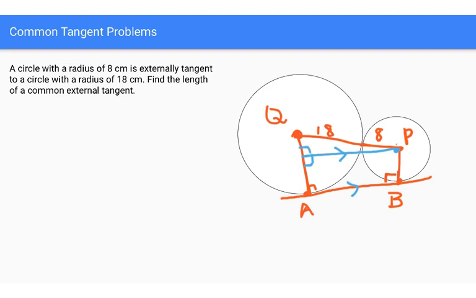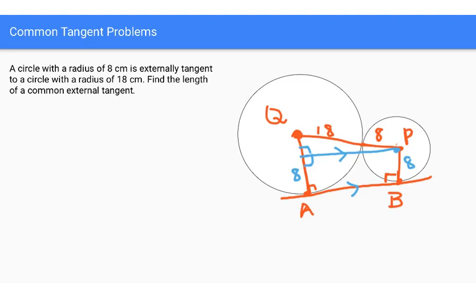Let's think about what we know. Sometimes we may have to extend a radius in order for it to intersect, but this is an external tangent, so it actually intersects right here. If I know the radius of circle P is 8, don't I know the length of PB, that rectangle? I sure do. I know it's 8. And I know from Q to A is 18, right? Oops, my diagram didn't come out quite to scale, did it? But that's okay. It will still work.